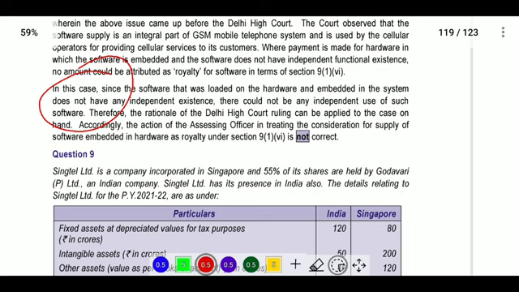Therefore, the rationale of the Delhi High Court ruling can be applied in the case of Atlant. Accordingly, the action of the assessing officer in treating the consideration for supply of services embedded in hardware as royalty under section 9(1) is not correct. That is question number 8.